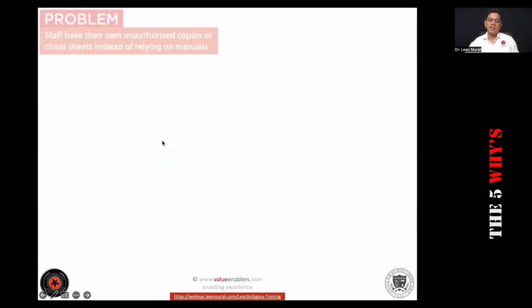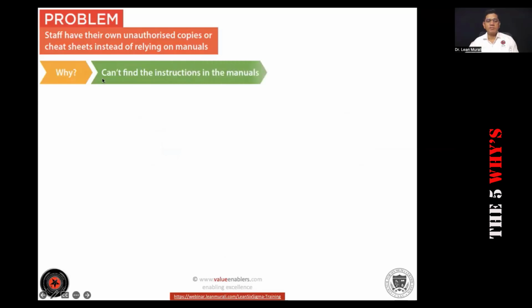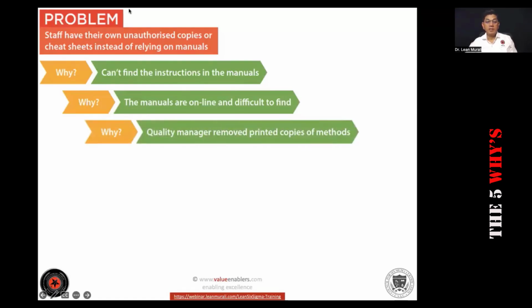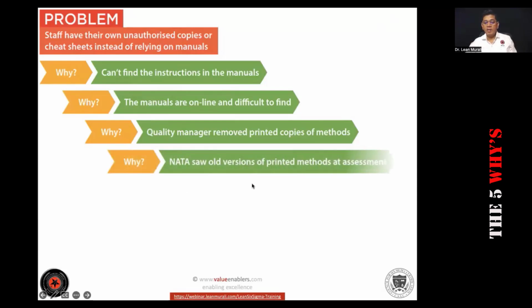So this is one example, and there can be a lot of examples with that. In some companies, you have unauthorized manuals or copies, like ISO documentation, old, obsolete documentation. So this is a why chain for that. Can't find the instructions in the manual. Why? The manuals are online and it is difficult to find the instructions. The problem is that staff is actually relying on unauthorized copies. The quality managers removed the printed copies. Why? Because some auditing agencies saw the old versions of the printed manuals. Why?